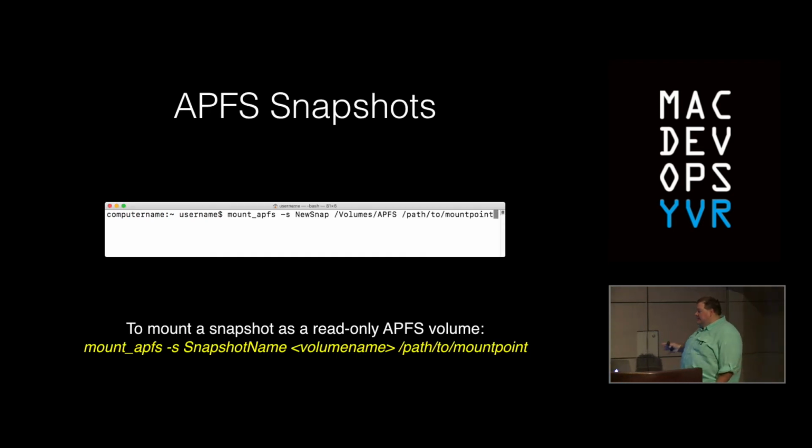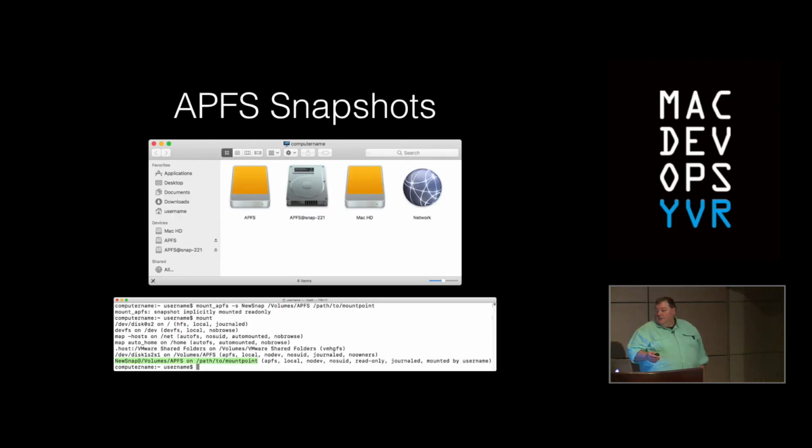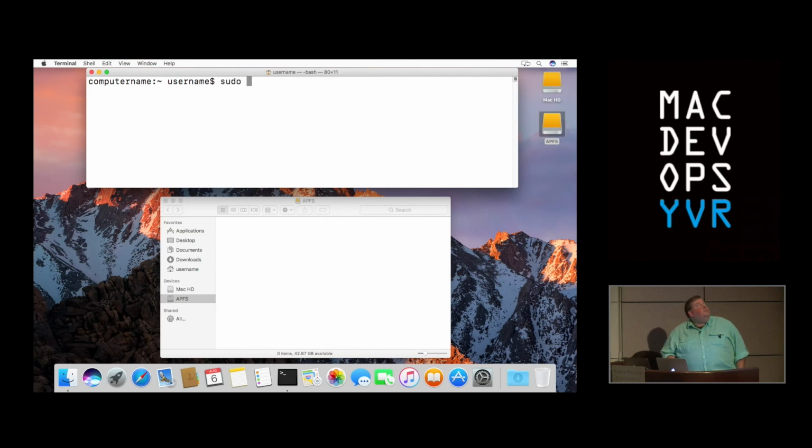Now, to mount an existing snapshot as a read-only volume, you'll need to use the mount_apfs command with its -s option. As part of using the command in Sierra, you'll also need to specify a directory for the snapshot to mount to. Hopefully this is not something we'll have to do in macOS Next, whatever it is, but you do have to do it with the developer preview in Sierra. Once the drive is mounted, you can see it as a read-only drive in the Finder, and you can also find out information about how the snapshot is mounted by using the mount command. So let's take a look at how this works.